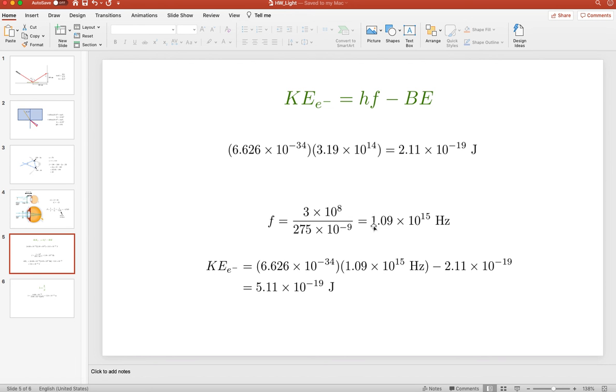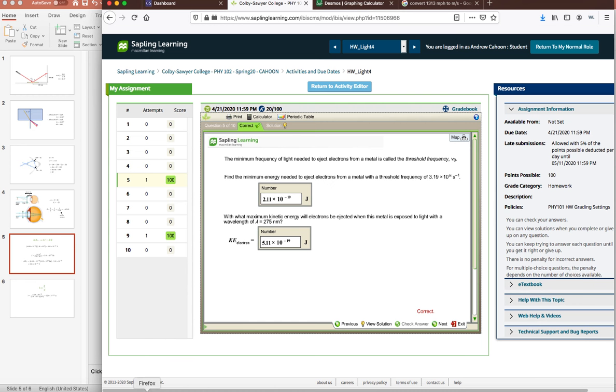And then we plug this into this formula here, now that we know what the binding energy is. So the kinetic energy is going to be h times frequency, with this frequency, minus the binding energy, which we found in the first part of the problem. And you get the kinetic energy is 5.11 times 10 to the minus 19 joules. Okay, so that is problem 5.